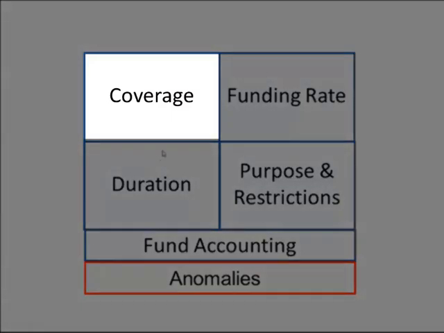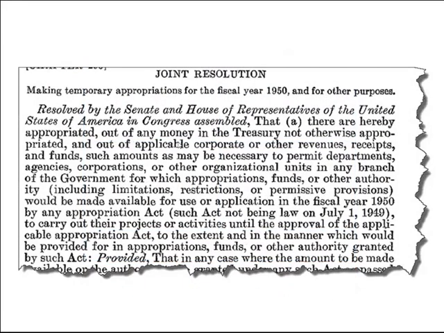Building block number 1, coverage. Coverage tells us which accounts receive funding under a CR. Even the early CRs spelled out what was covered. Here in the 1950 temporary appropriation, we can see that any branch of the government for which appropriations would be made available for use in fiscal year 1950 by any appropriation act that is not law on July 1st, 1949, was covered.